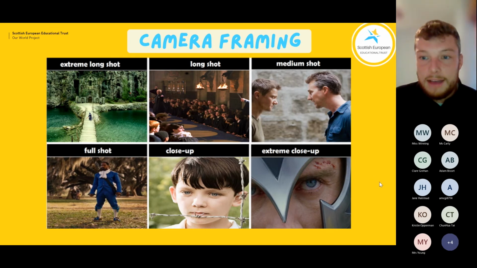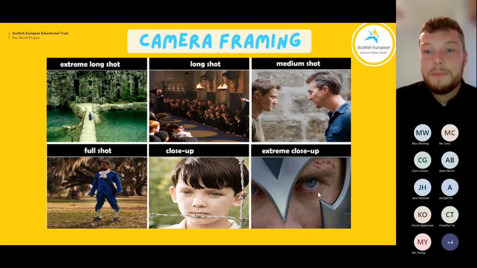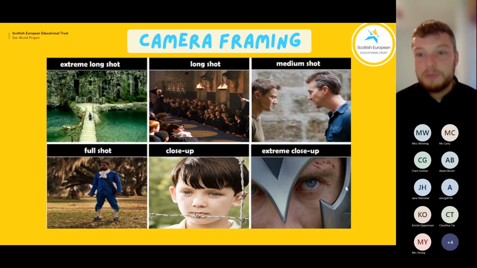We also have a medium shot, top right, or MS for the storyboards, which is taken from The Bourne Legacy here. Medium shots can be really effective for dialogue scenes, for example. We've also got a full shot, known as FS, here from Django Unchained, which is often used to highlight a particular costume or to show multiple characters at once.